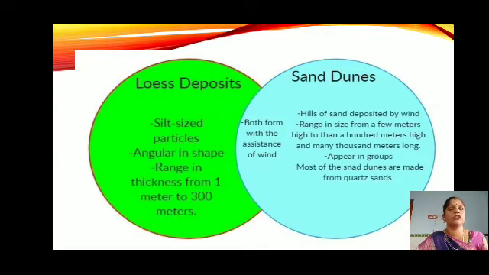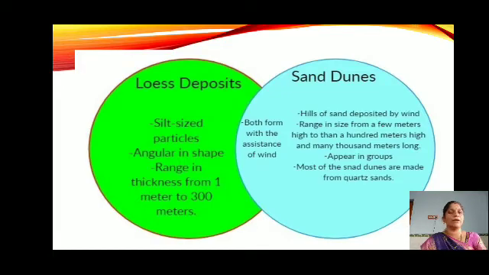Next, the differentiation between loess deposits and sand dunes. What is called loess? Silt-sized particles, angular in shape, range in thickness from 1 meter to 300 meters. That's called loess deposits.